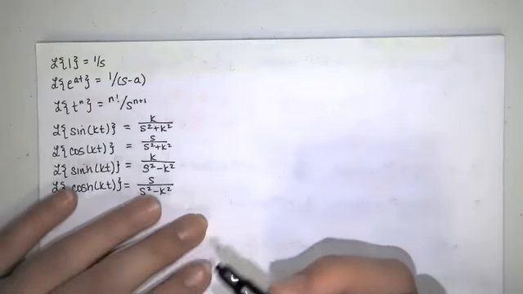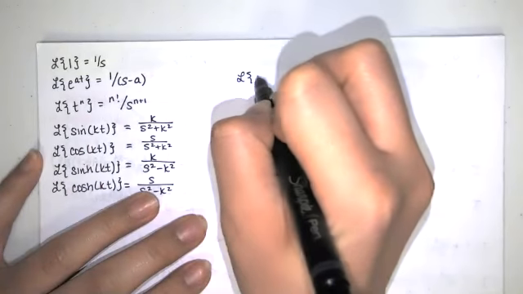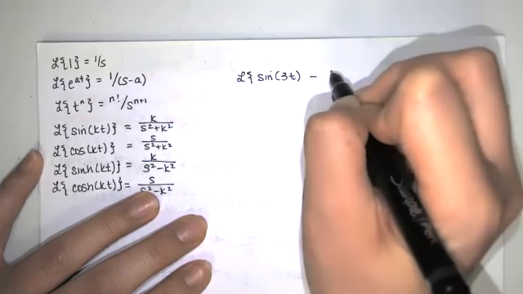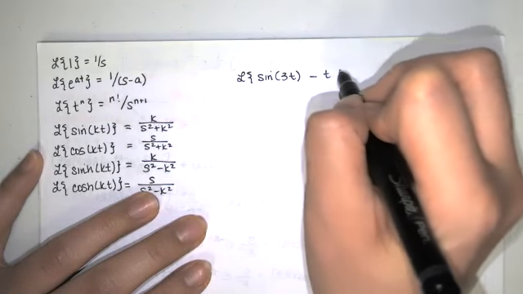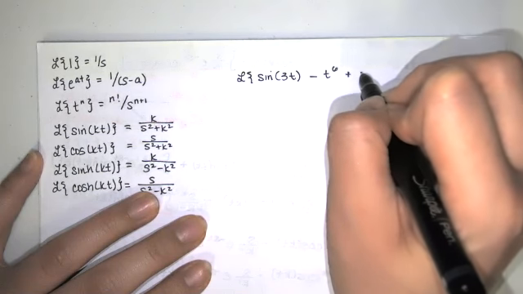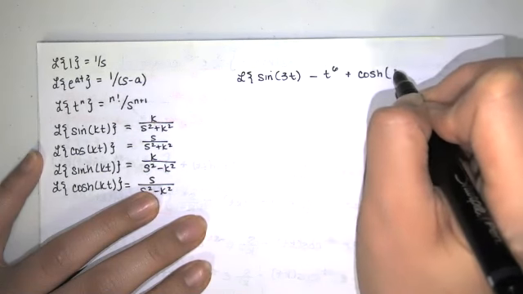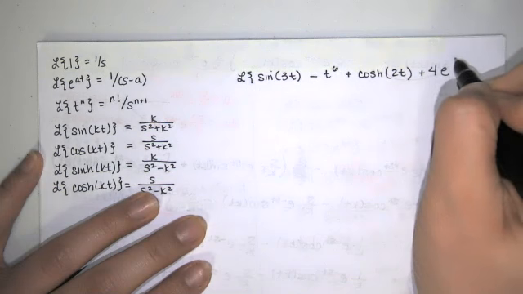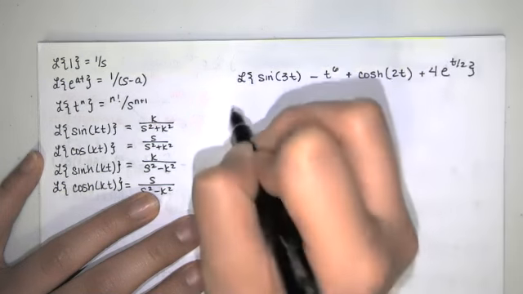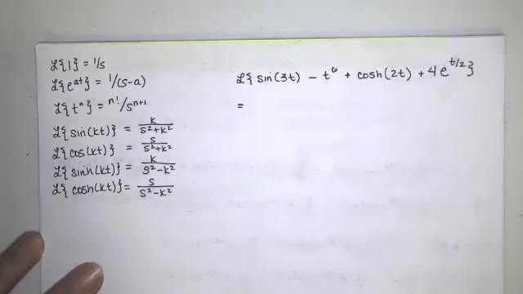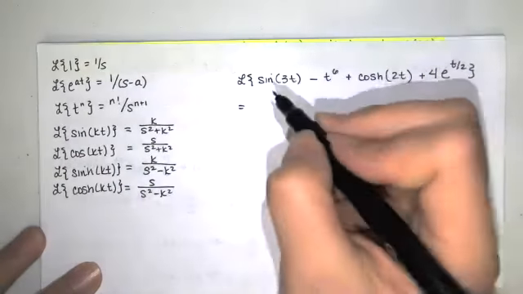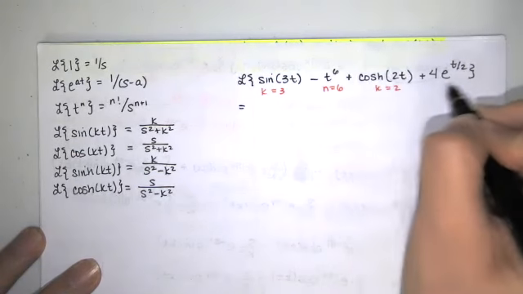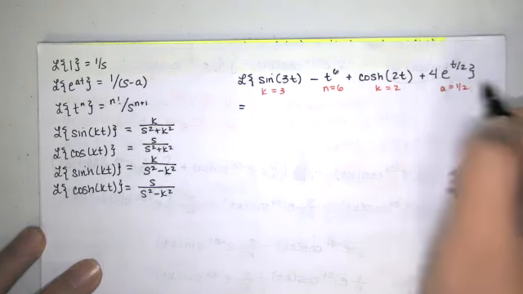So now that we have this list, we can take the Laplace transform of expressions that look like that. So let's say we've got sine of 3t minus t to the 6th plus hyperbolic cosine of 2t plus 4 times e to the t over 2. Well, then just applying these rules and using the linearity of the Laplace transformation, here k is 3, here n is 6, here k is 2, and on this term a is 1/2.